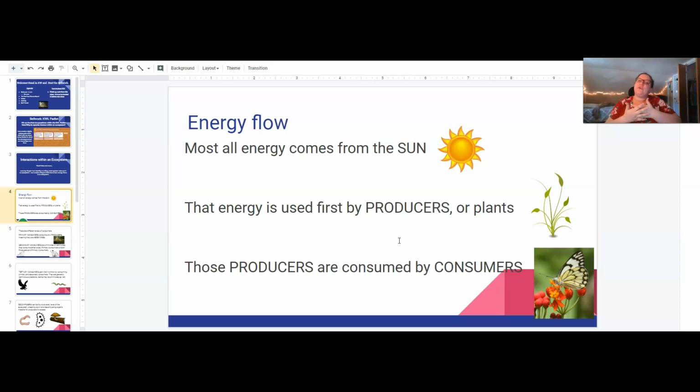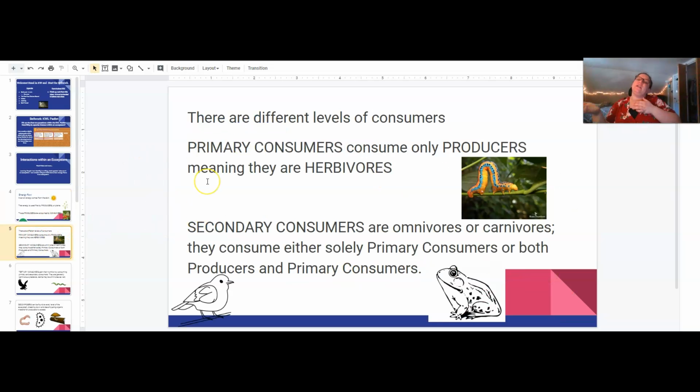Okay, those producers are consumed or eaten by consumers. So this butterfly is consuming the pollen in this plant. So that would be the consumer. There are a couple different levels of consumers. The primary consumers, they eat or consume only producers. So that butterfly is a primary consumer. So they're herbivores. They're only eating producers. They're only eating plants. This caterpillar is another example of a primary consumer. Secondary consumers are the next level of consumer.